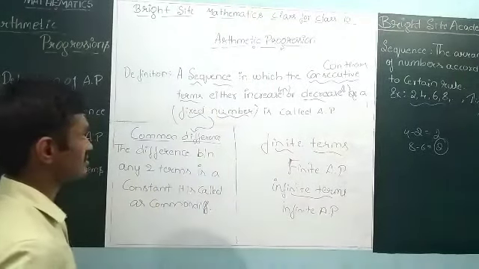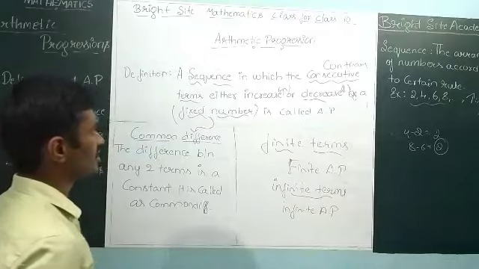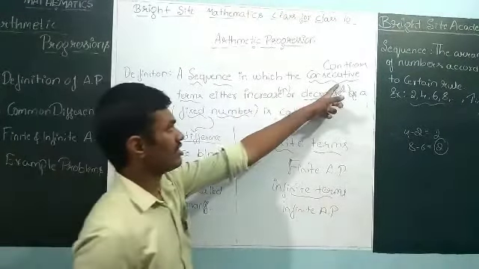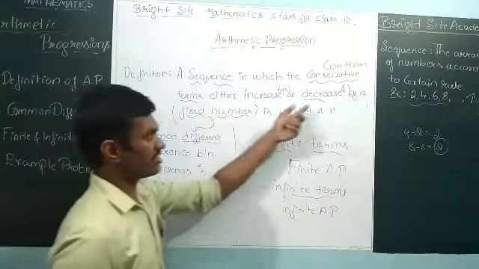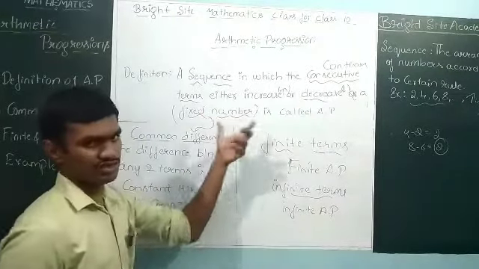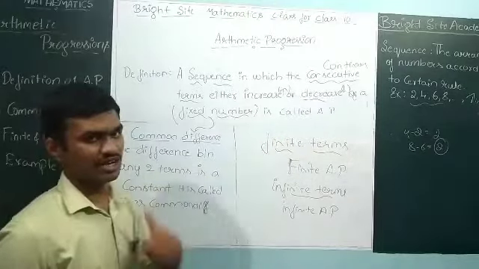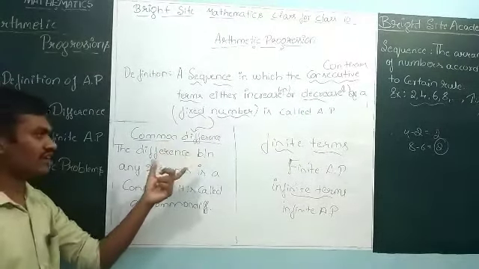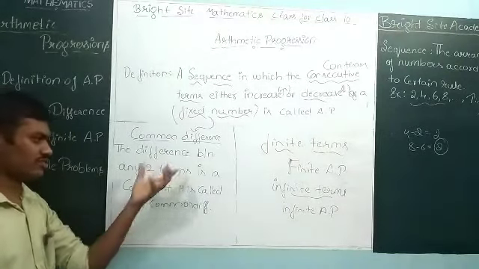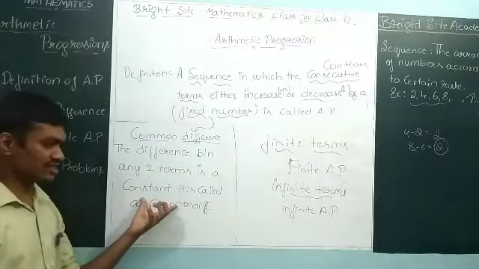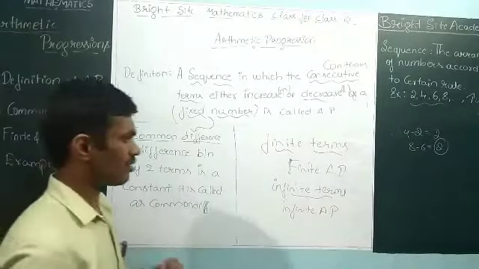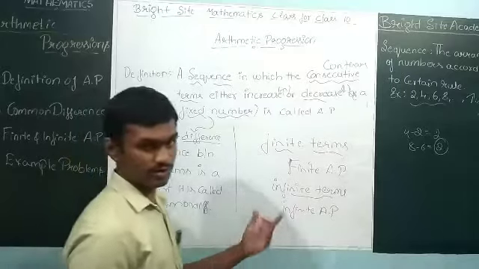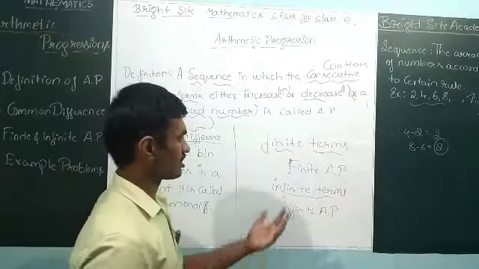So let us recall what we have studied: the definition of arithmetic progression says that a sequence in which consecutive terms either increase or decrease by a fixed number is called an AP. So what is the fixed number? The fixed number is called the common difference. What is the common difference? The difference between any two consecutive terms, which is constant. And you can observe through the examples we have studied. You can go back and recall that.